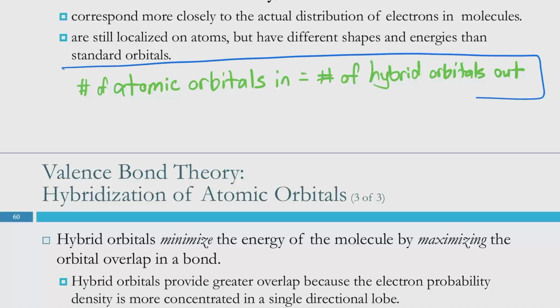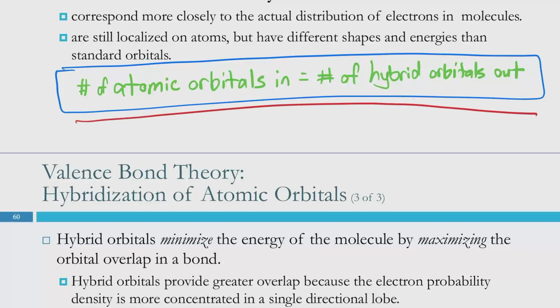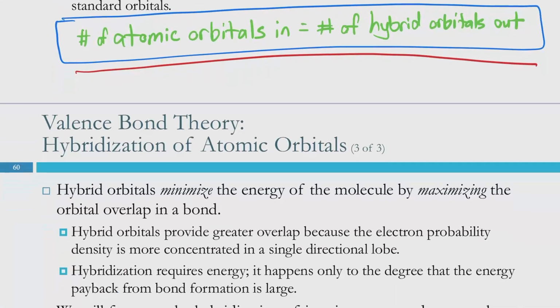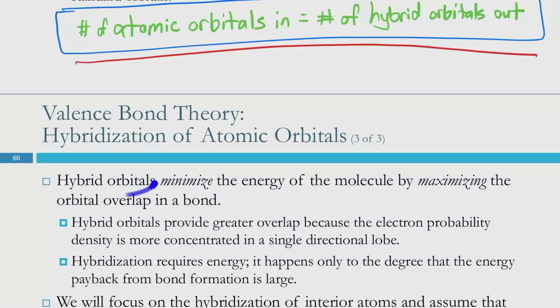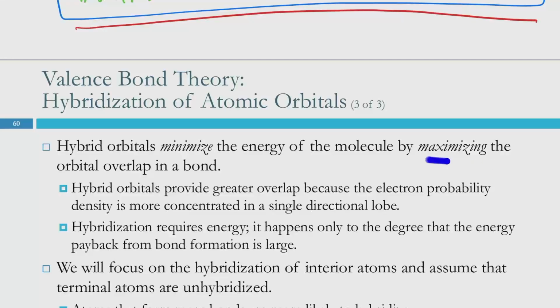I'm going to go ahead and box this in, and we'll underline it too. So hybrid orbitals minimize energy because they maximize orbital overlap.